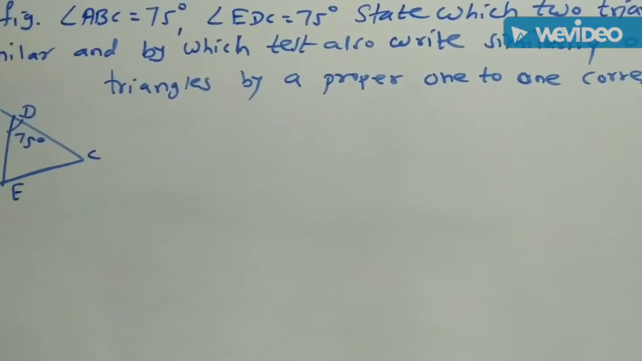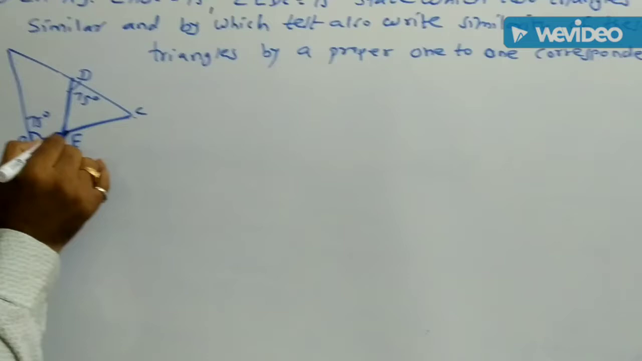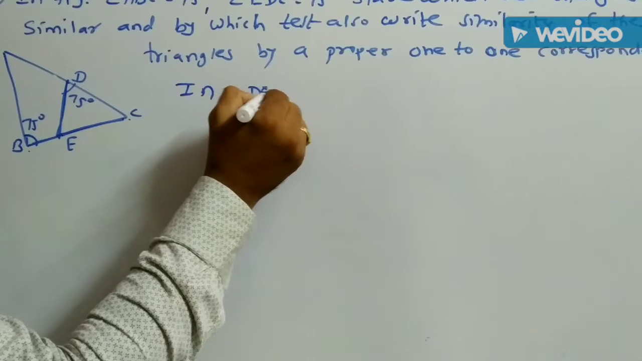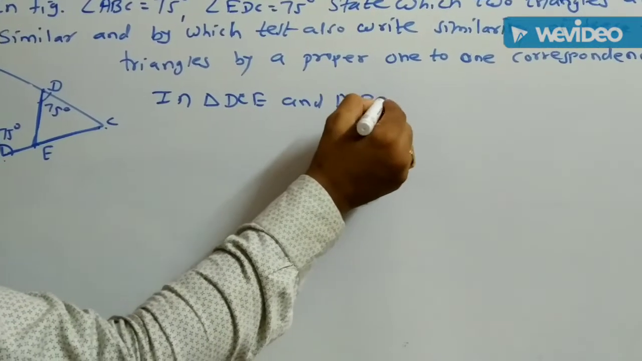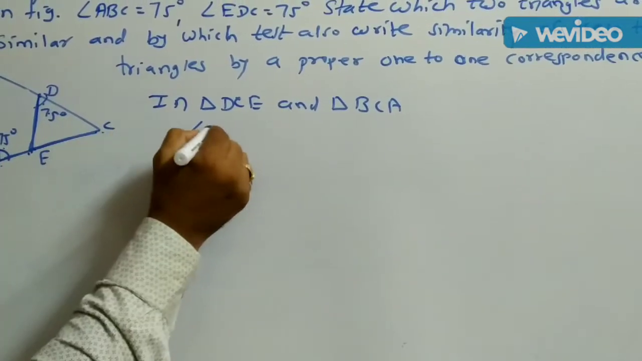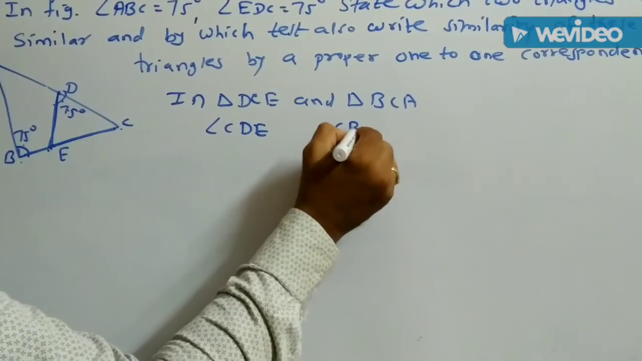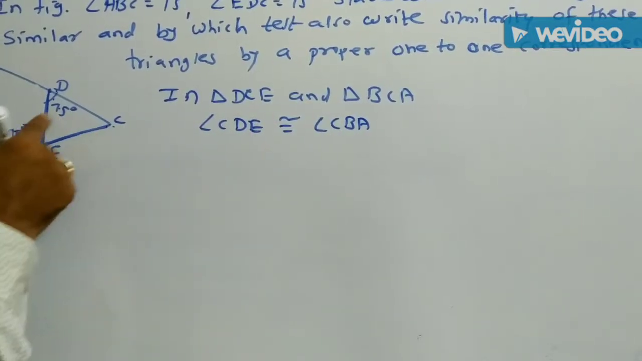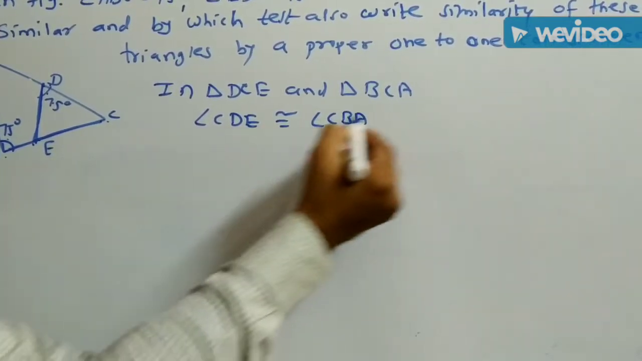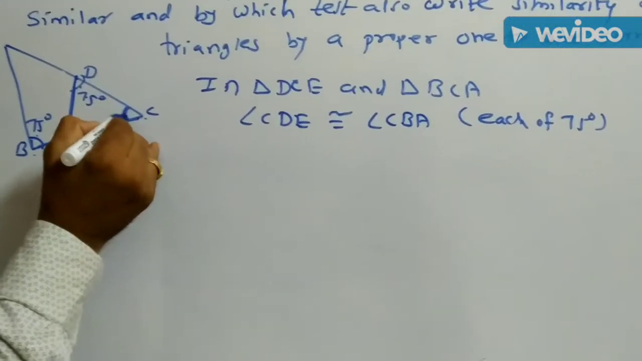Now this figure is given. In this figure, we have two triangles, DCE and BCA. If we see both triangles, angle CDE and angle CBA are both of the same measure, 75 degrees. Therefore both angles are congruent, each of 75 degrees given. In both triangles, angle C is common.